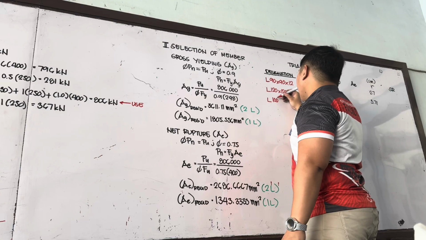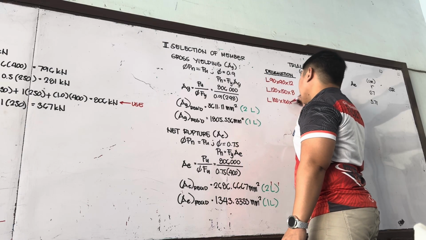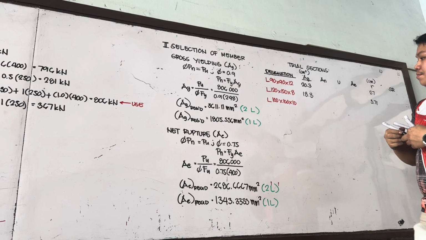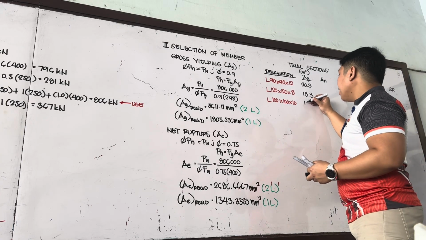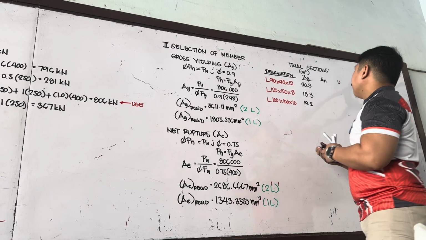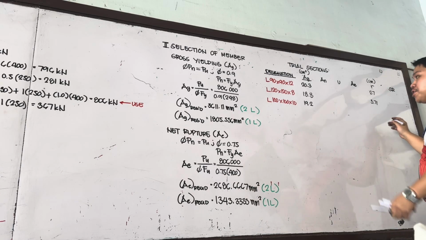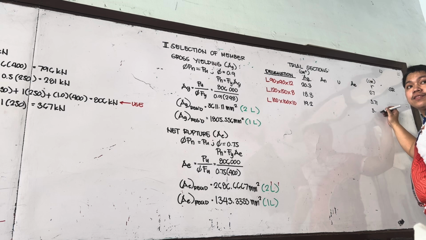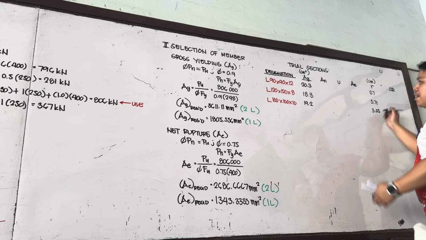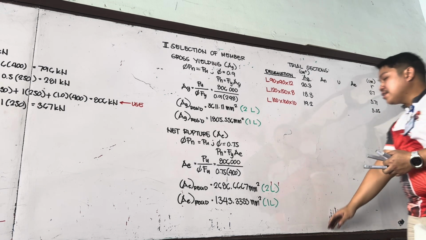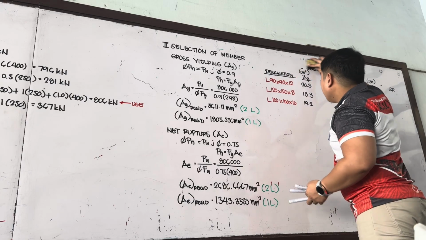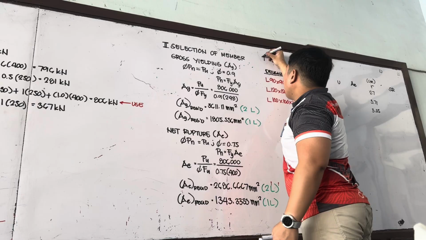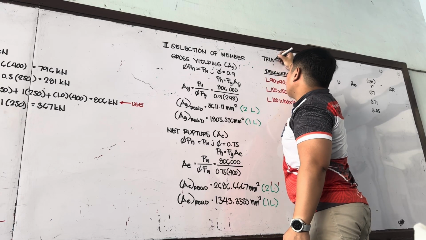O, isa pa? 100 by 100 by 10. Ilang iyang gross area? 19.2. Okay, bilang iyang radius of gyration? 3.05. Okay, how to convert gani isang cm squared to square millimeter? Multiply by 10. Okay, so this would be our trial sections.